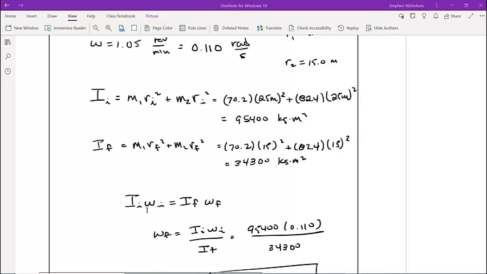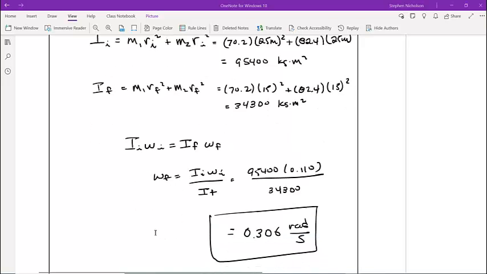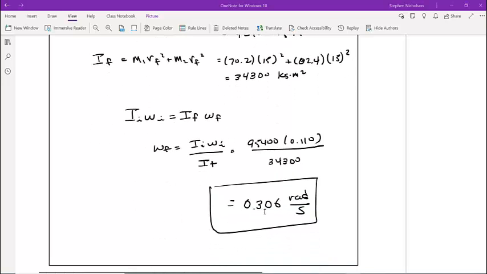So conservation of angular momentum says that the initial angular momentum is equal to the final angular momentum. If you solve for the final angular velocity, you get it to be 0.306 radians per second.